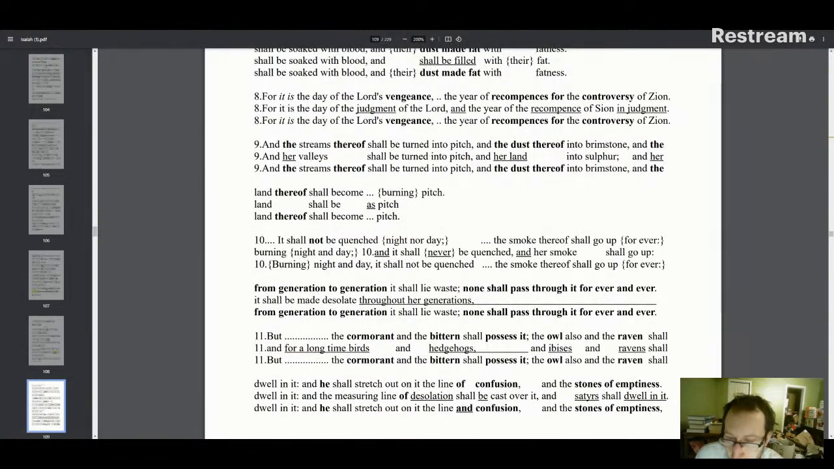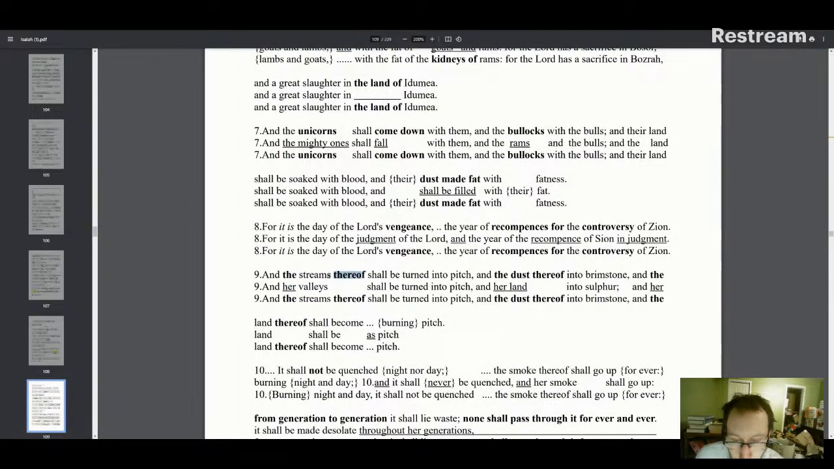Now notice it says streams thereof, and then the Septuagint says her. We saw earlier on thereof versus her, and in the actual Hebrew, thereof actually says of her. So thereof is actually not as accurate a translation. Her is the more accurate translation, or of her.